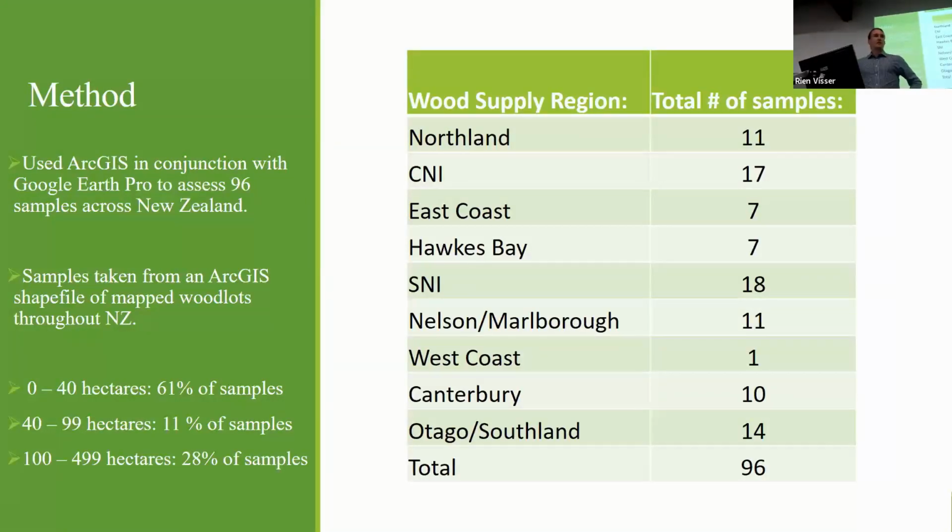Each of these regional samples were then split between 3 size classes: 0 to 40 hectares, 40 to 99 hectares, and 100 to 499 hectares. The percentages shown on screen now are the proportion of samples taken within each size class. Some literature defines a woodlot as up to 1,000 hectares. However, for the scope of this study, it's defined as up to 500 hectares. This was due to a couple of reasons. Firstly, there is a low number of recently harvested woodlots in the 500 to 1,000 hectare size class, and also by restricting the size, it limits the possibility of a range of extraction methods being used, which was one of the influencing variables being assessed.